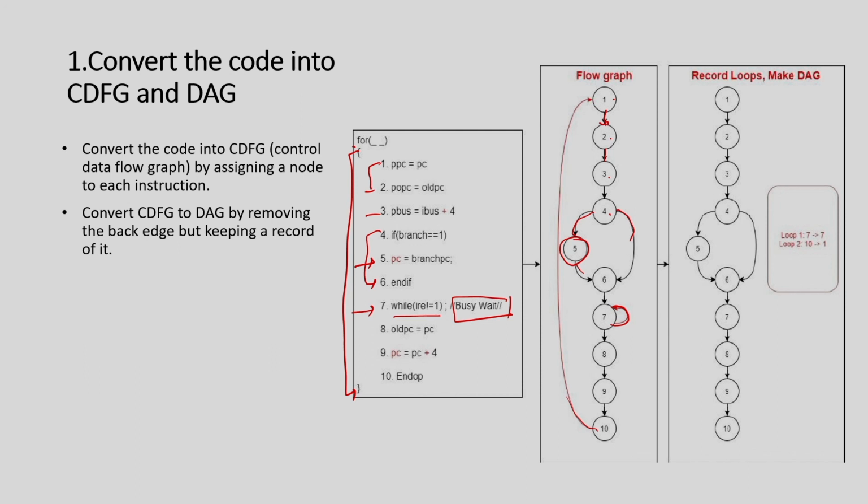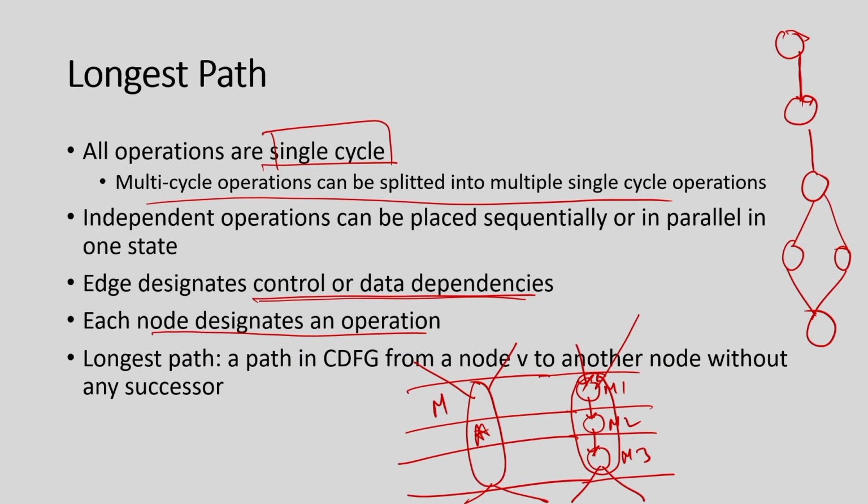So, this is the CDFG representation of the program. That we have done first. This is my step 1: you convert the code into a CDFG and data flow graph. So, what is the longest path? It is a path in the CDFG from a node V to another node without any successor.